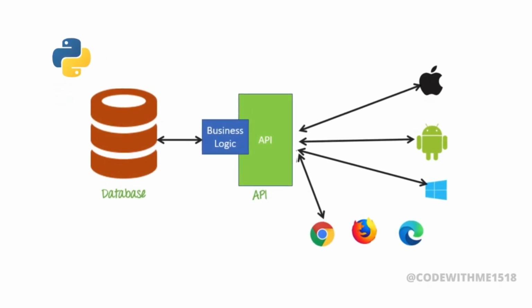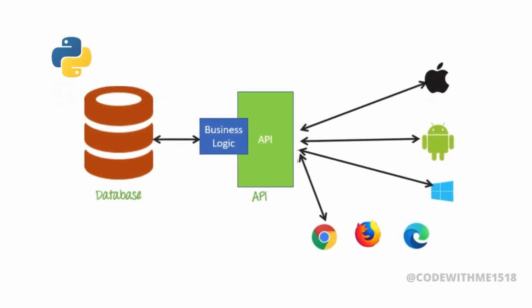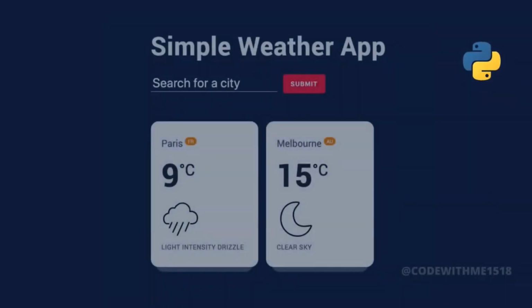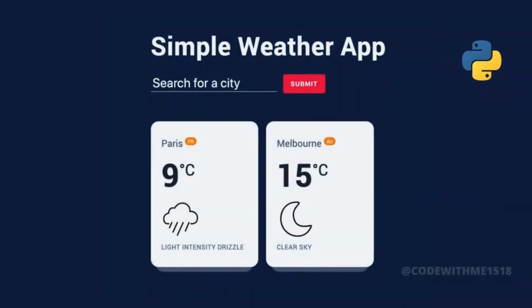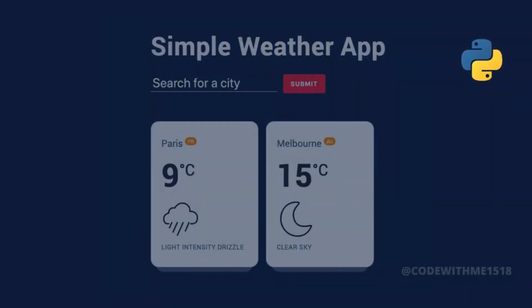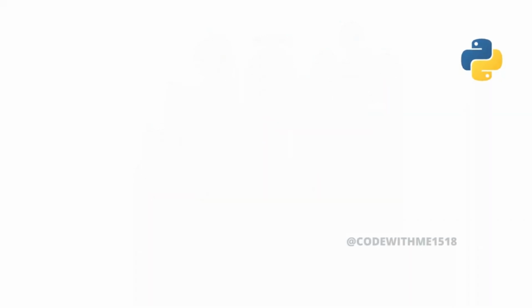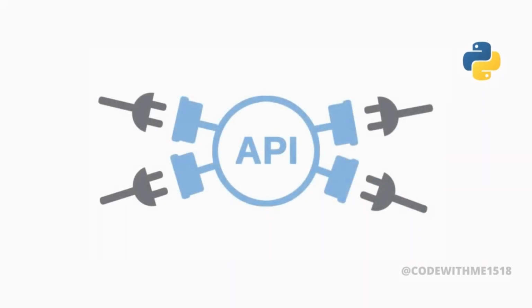APIs are incredibly important because they enable integration between different services. For example, weather apps use APIs to get weather data, social media apps use APIs to interact with other platforms, and e-commerce sites use APIs for payment processing. In short, APIs are like bridges that connect different systems, making it easier to share and retrieve data.